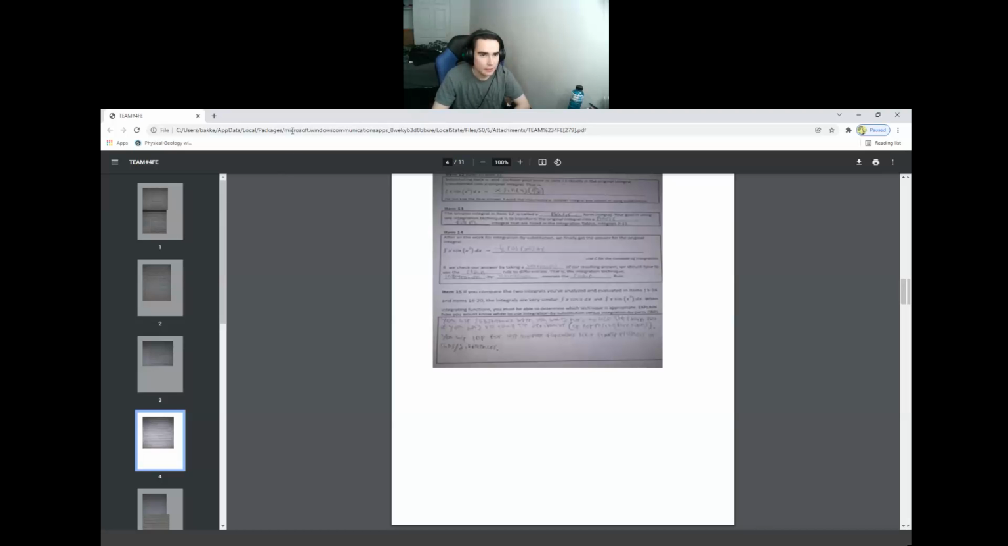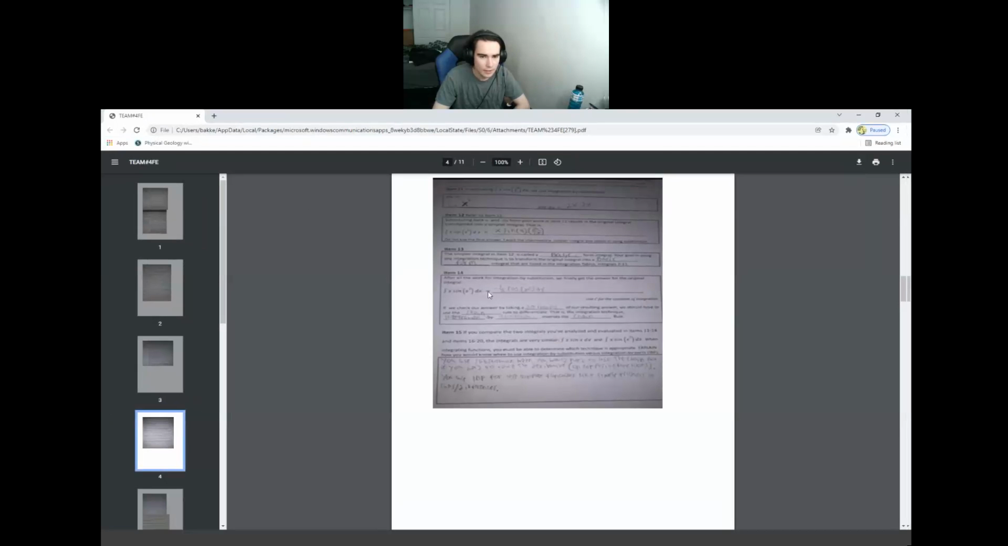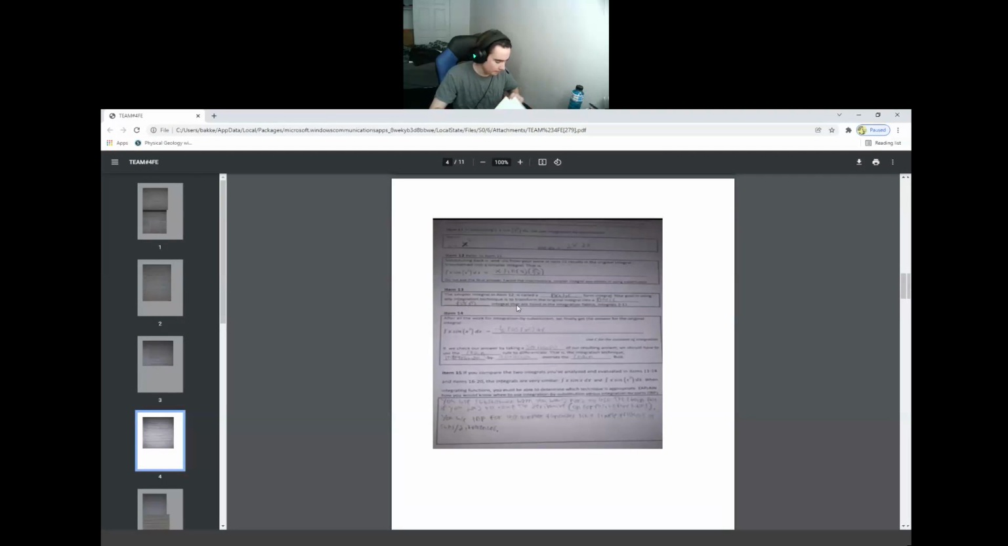Let's see here, next one is 13. All right, so 13 right here. Go ahead, pull this up. That is a very blurry picture. So hopefully you can actually read that, but I'll read it.